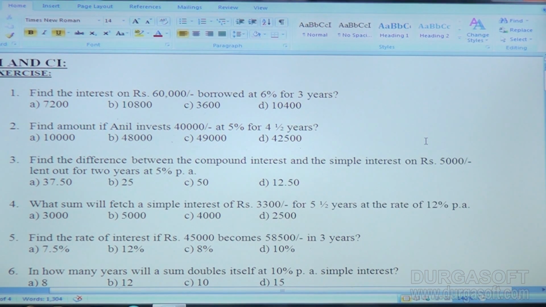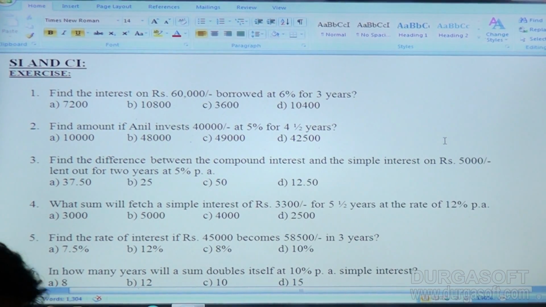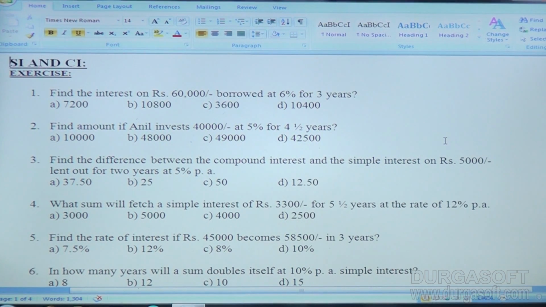Now look at the first question. Find the interest on 60,000 rupees borrowed at 6% for 3 years. Is it simple interest or compound interest? He just gives the interest and there is no mention of the compounded period. So that means it comes under simple interest. You have to consider that. In simple interest, first question.